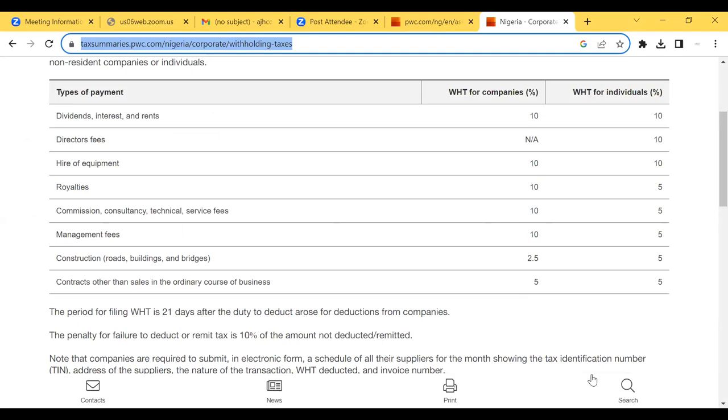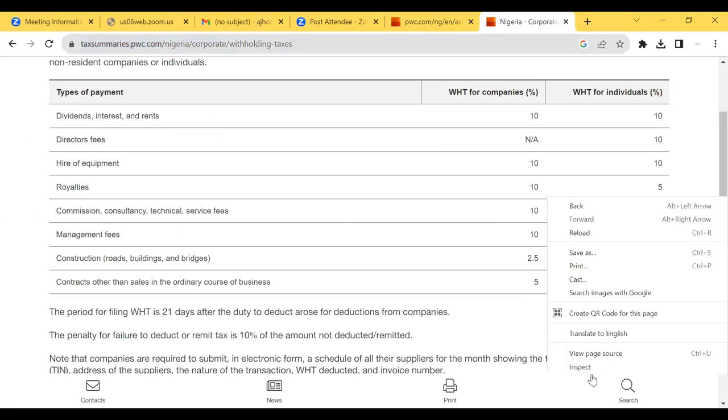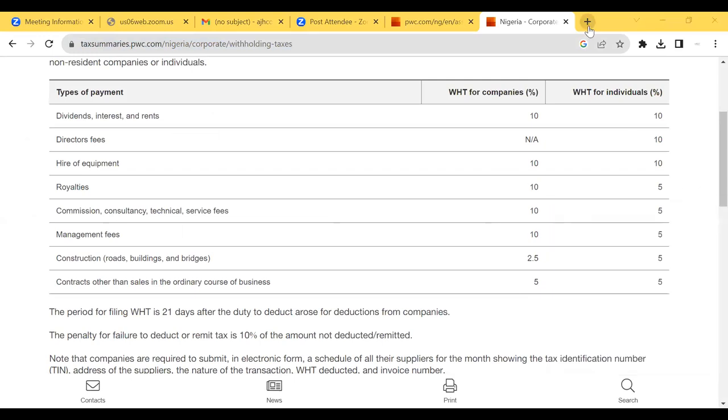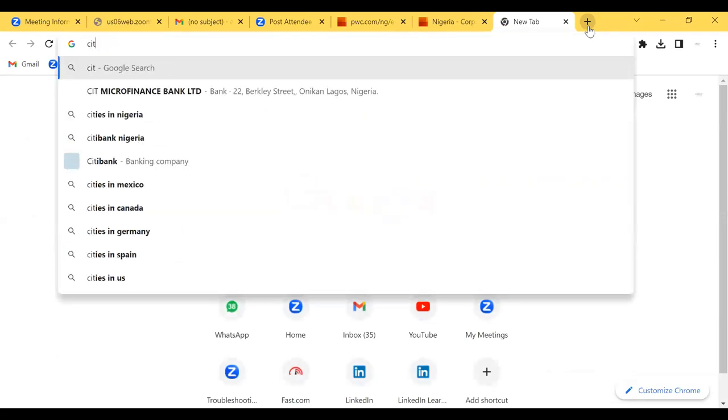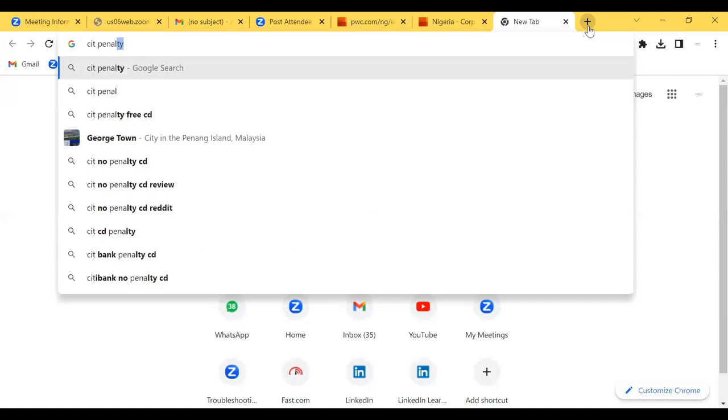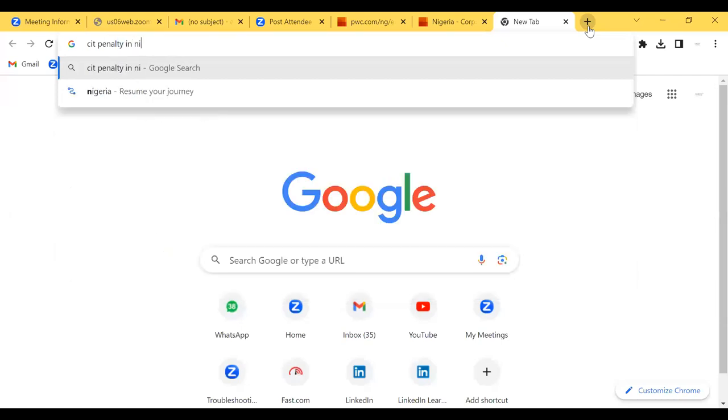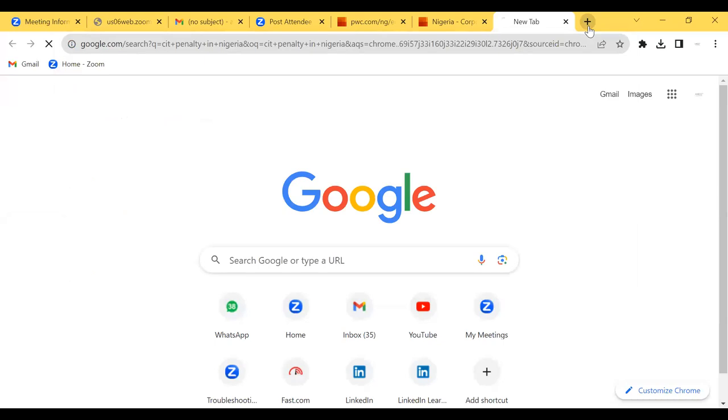Then somebody is asking that, I think the CIT penalty has changed, is it 50K for the first month and 25K subsequently? We can always Google that out. Nobody is a compendium of knowledge. We're all learning every day. So I can also check the CIT penalty in Nigeria, so that we are all clear.